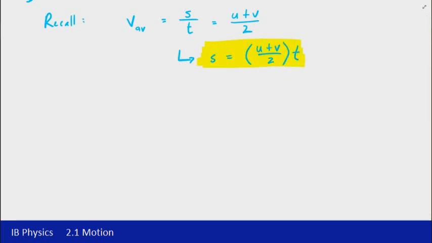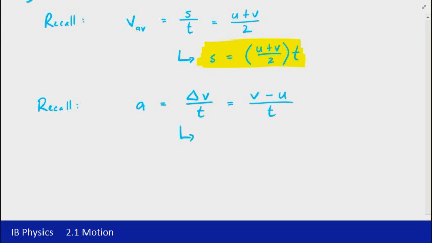So the next one, again, we're going to recall a definition, and that definition is for acceleration. Acceleration is the change in velocity over time, and now we've got an initial and a final. We can say that that change in velocity is v minus u over t. So a is equal to v minus u over t.